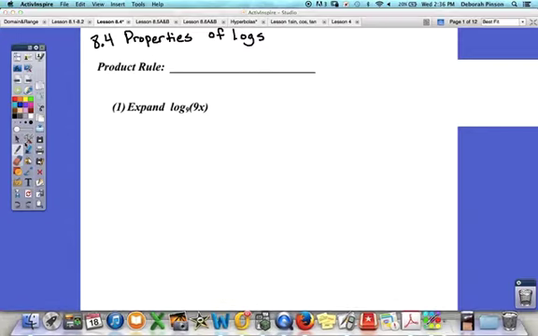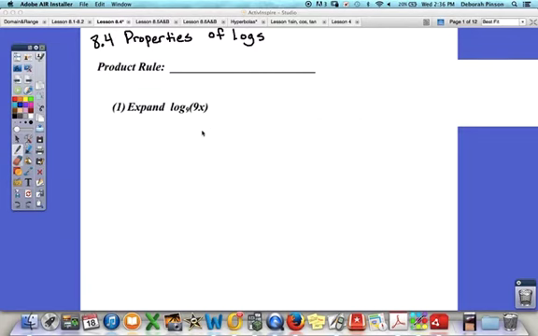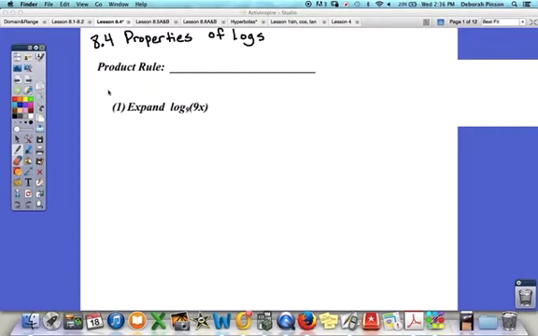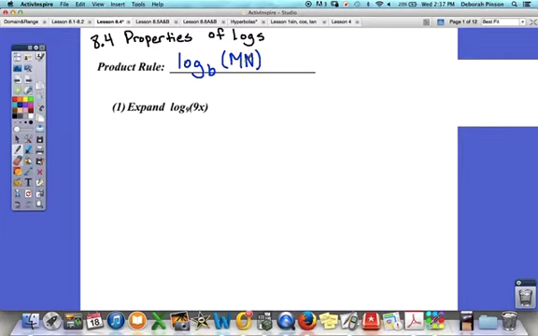Now, the first rule is called the product rule. I think you'll see why it's called the product rule. Now, I'm just going to write out the rule with variables. I'm going to call my base B for base, and here I'm multiplying, hence the name product rule. Product, answer when you multiply.